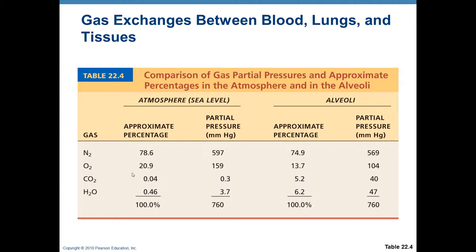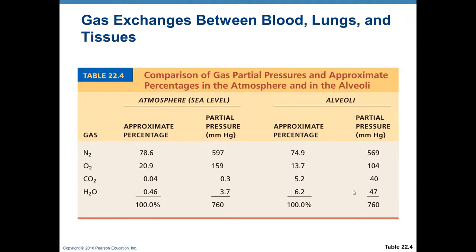Okay, so you have different gases in the air, and how much each individual gas contributes to the overall pressure is called that gas's partial pressure. If the total for air is 760, 597 millimeters of that pressure comes from nitrogen gas, 159 from oxygen gas, 0.3 from CO2, and about 3.7 from water vapor, and those add up to 760.